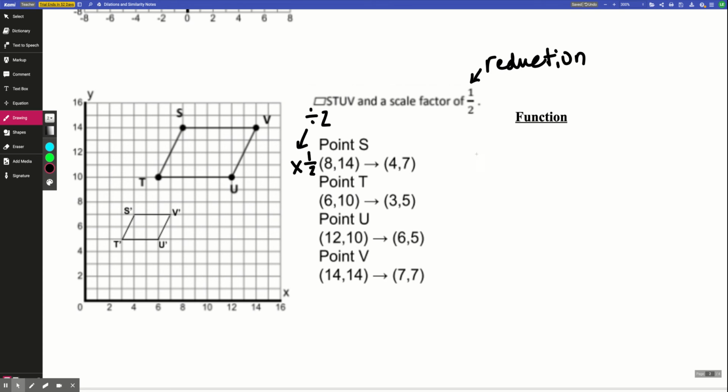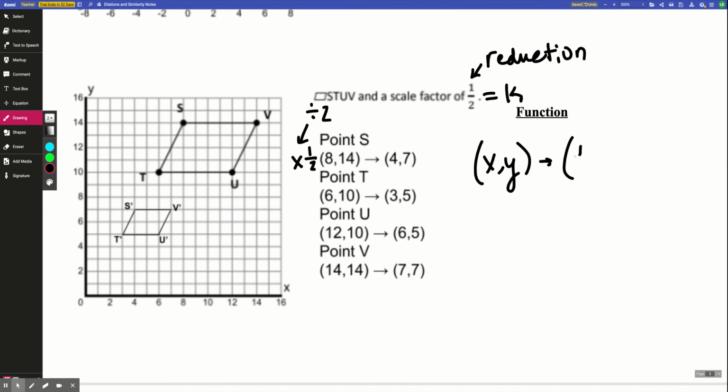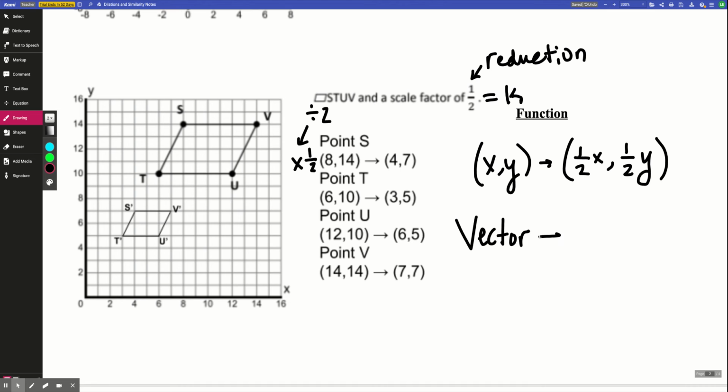So my function here would be (x, y) becomes, and then it's still (kx, ky). And k in this case is 1/2. So it would be (1/2 x, 1/2 y). And if I wanted to write that in vector notation, that would be a dilation still around the origin, but my scale factor this time is 1/2.